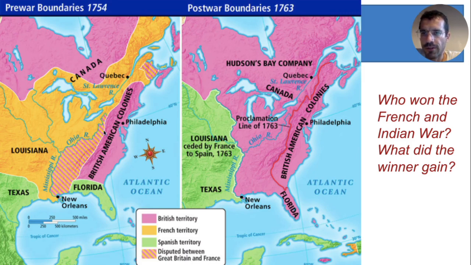On the left here are the 13 colonies before the war. Remember, they only went as far west as the Appalachian Mountains. That's this white line. But the map on the right shows the British colonies after the war. You can see that the British lands now extended well beyond the Appalachians all the way to the Mississippi River. So England gained a lot of land.